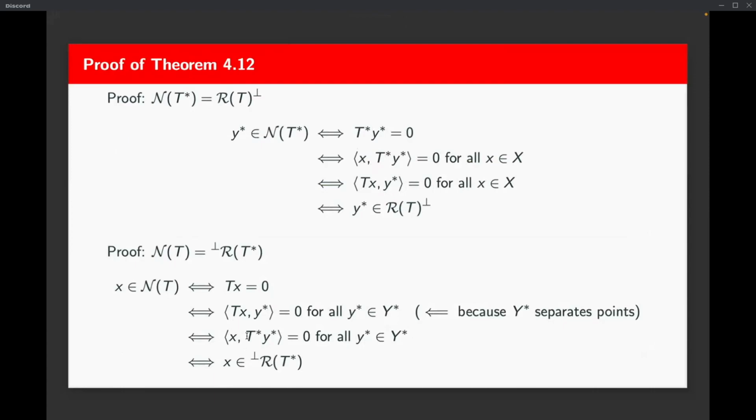And now what does this mean? x is something that gets annihilated by all of the T star Y stars. So x is a thing that gets annihilated, so it's in a perp of, and what is the set of all the T star Y stars? That's just the range of T star because we're letting Y star range over all the capital Y stars. So again, just unrolling the notation to see what it means, and it's all pretty simple.